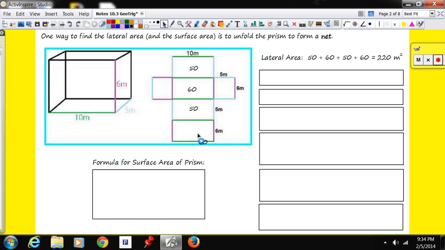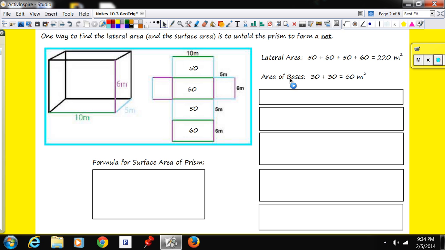And then this one down here is a 60. It's a 6 by a 10, so that would be a 60. And then if you add all of those lateral faces together, you get 220 square meters. So 50 plus 60 plus 50 plus 60 gave you the 220. So that's my lateral area.